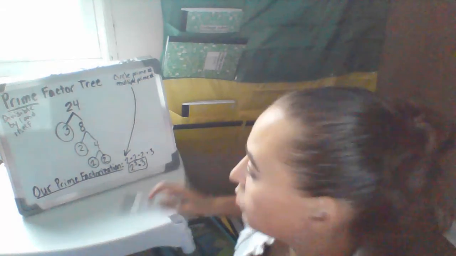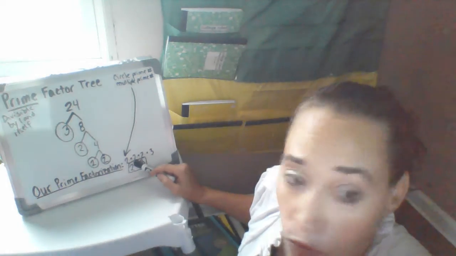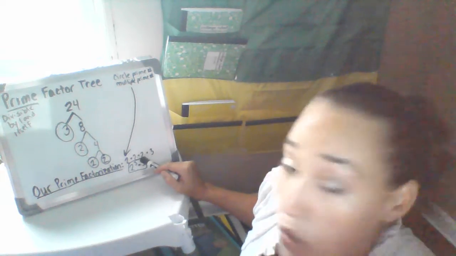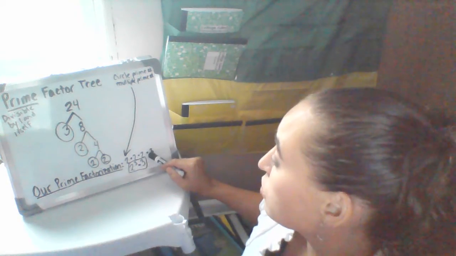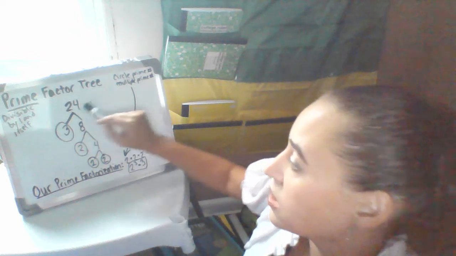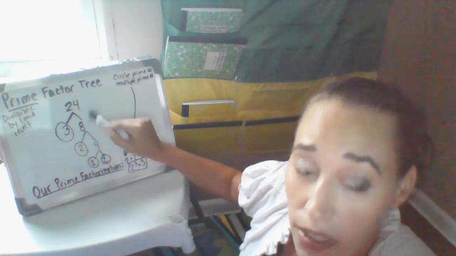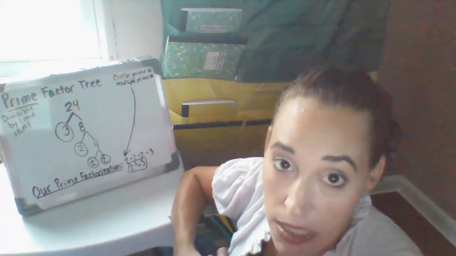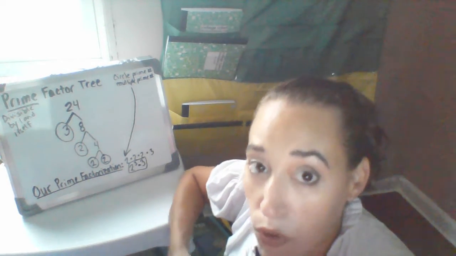So check, always check your work, see if it works out. 2 times 2 is what? 4. 4 times 2 is what? 8. 8 times 3 is what? 24. Does it circle back to 24? Yeah, so you did it right. If it doesn't equal 24, you did something wrong and we need to go back through it.